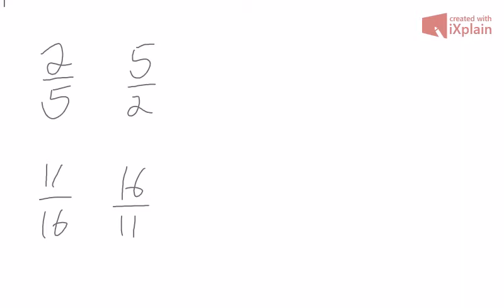Let's look at the number 7. All right, we know that 7 is the same thing as 7 over 1. So that means the multiplicative inverse, if we flip that, is going to be 1 over 7. So the multiplicative inverse of 7 is 1 over 7.